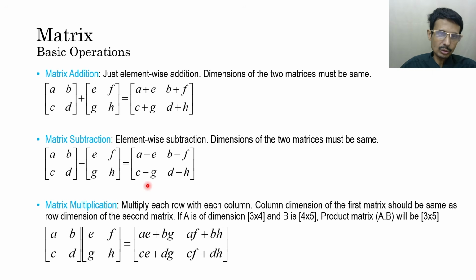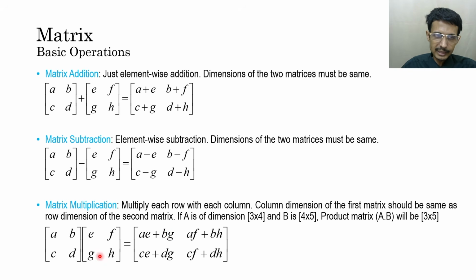Matrix subtraction is also very similar. That is element-wise subtraction, and the dimensions of the matrices must match. Next comes matrix multiplication. Now, what do you mean by matrix multiplication? Multiply each row with each column. So, each row with each column. So, A into E plus B into G. This is the first element of the product matrix.